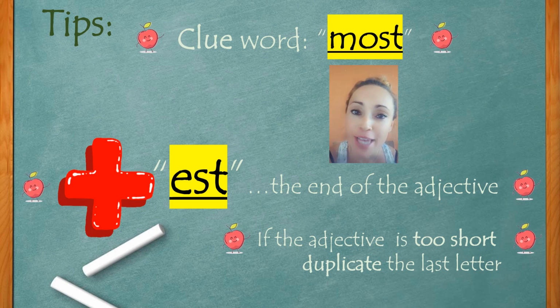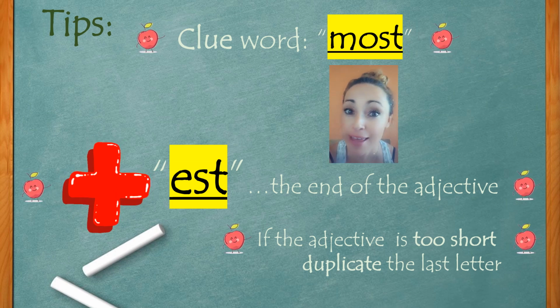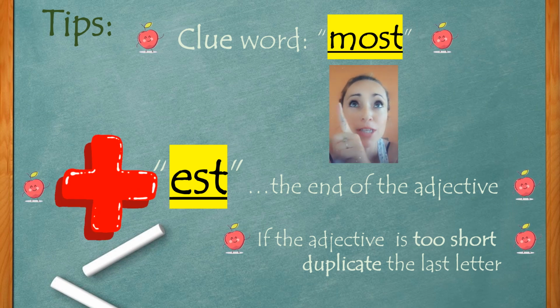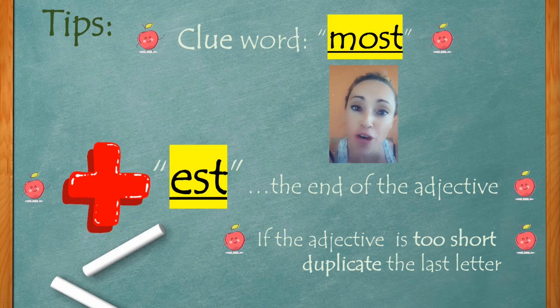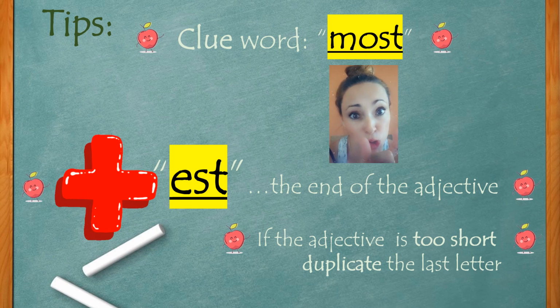And in superlatives, I can also give you some tips. Actually, they are pretty much the same as the comparatives. For example, the first tip is that we always find the word most. And if we want to abbreviate the word, we have to add est at the end of every adjective. And if the adjective is way too short, we have to double the last letter.